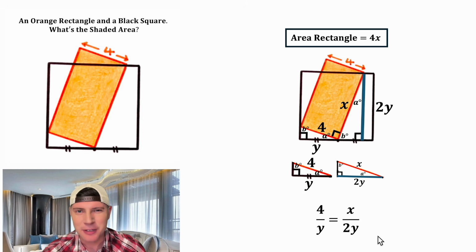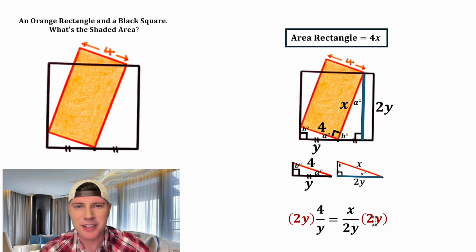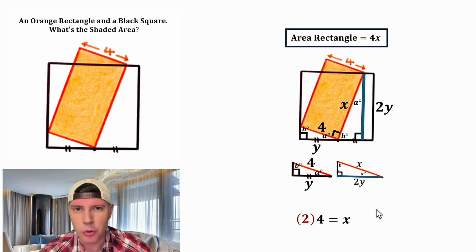And now from here, I don't really like fractions, so let's get rid of these denominators. We can multiply both sides of the equation by 2y. On the right-hand side, these two 2y's are going to cancel each other out, so we're left with x. And on the left-hand side, this y and this y will cancel each other out, and then we're left with 2 times 4, which is equal to 8. And now we've solved for x.